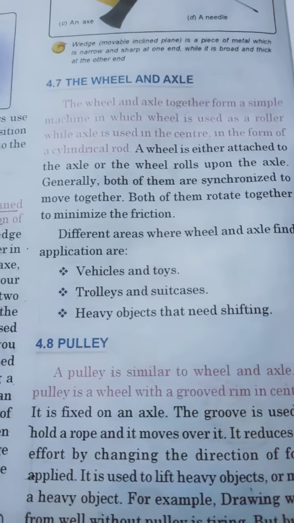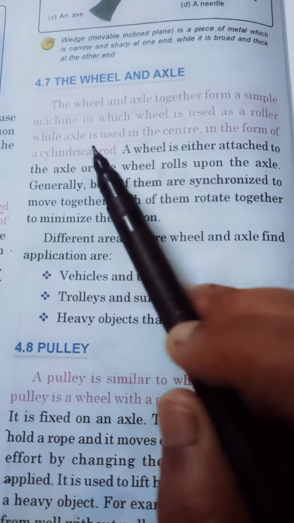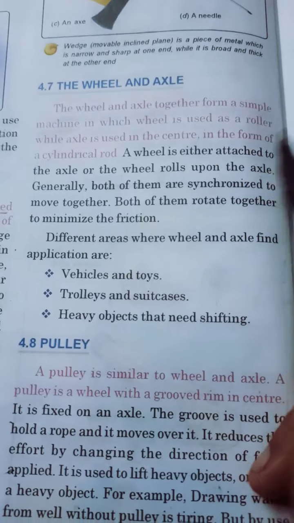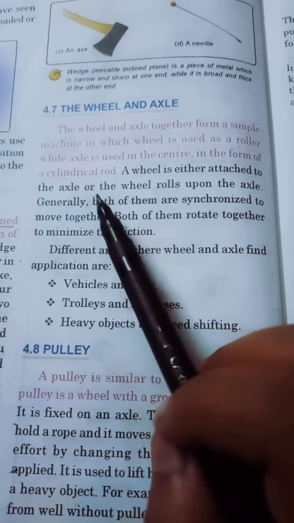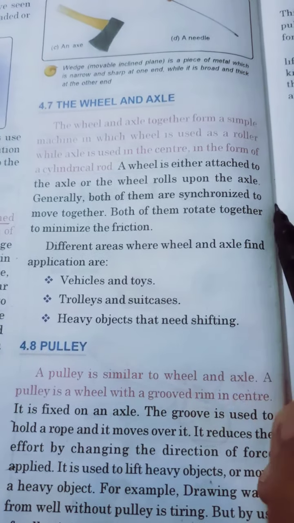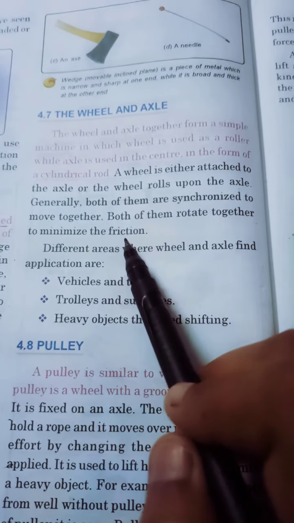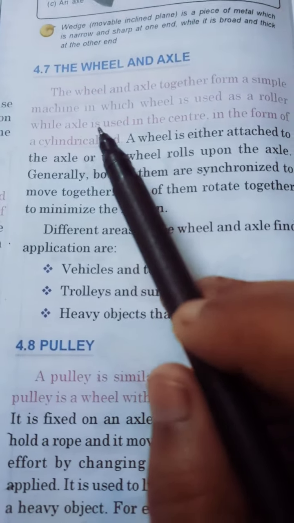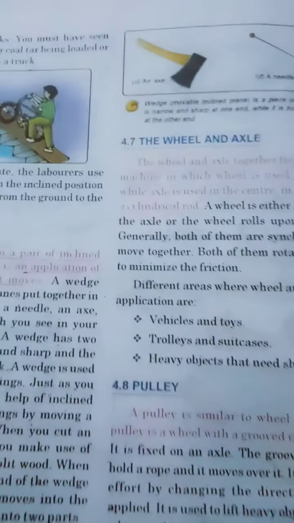Now next point is the wheel and axle. The wheel and axle together form a simple machine in which the wheel is used as a roller while the axle is used in the center to form a cylindrical rod. A wheel is either attached to the axle or the wheel rolls upon the axle. Generally, both of them are synchronized to move together. Both of them rotate together to minimize the friction. Wheel and axle form together to work as a roller. And the example is pulley.